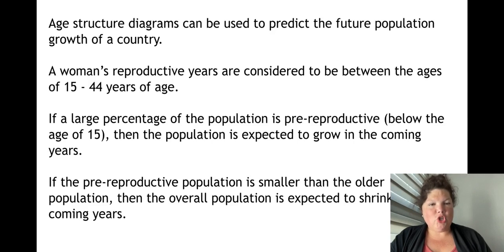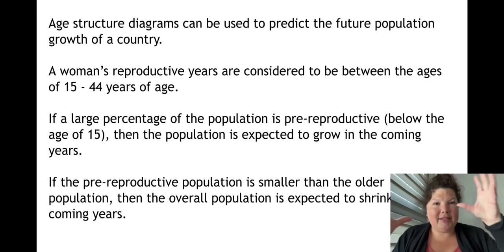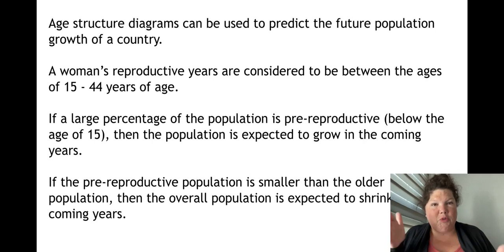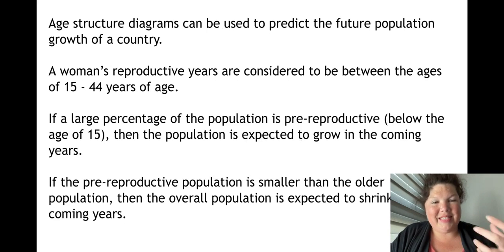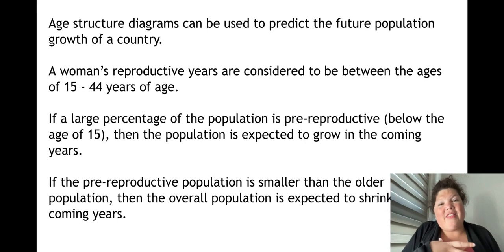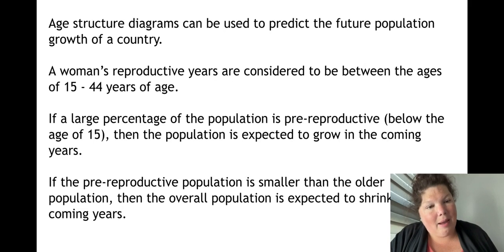These structure diagrams are used to predict our future population growth. We're generally going to consider women's reproductive years about 15 to 44. That may be beyond what is known in some countries, but technically women can reproduce between those ages for the most part. If we see a large percent of population in that pre-reproductive stage, below 15, then our population is expected to grow. So that's a big thing we're going to be looking at. However, if that is smaller than the older population, then our population is expected to shrink in the coming years.